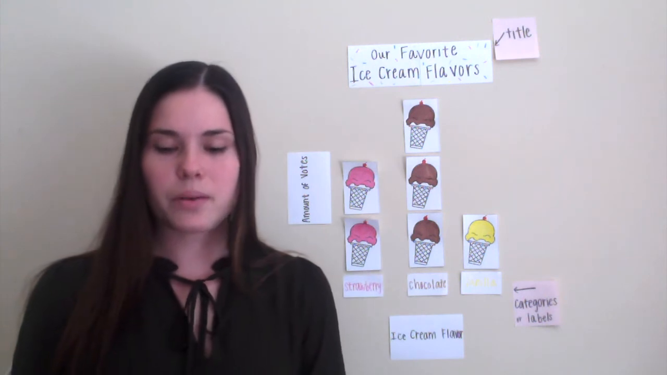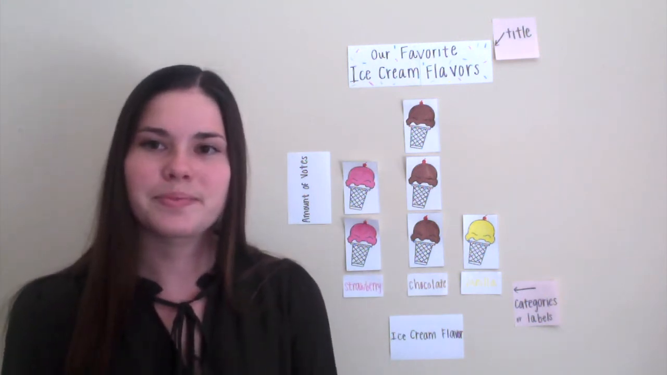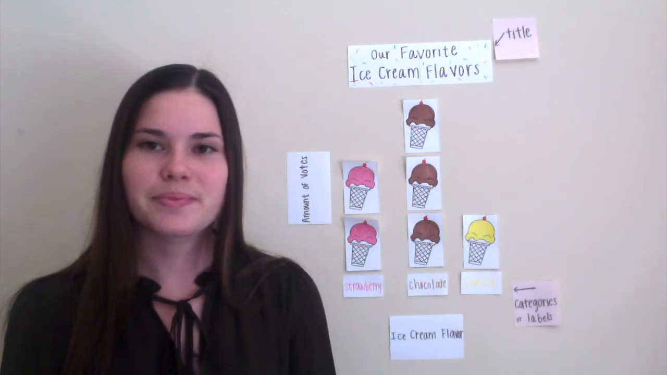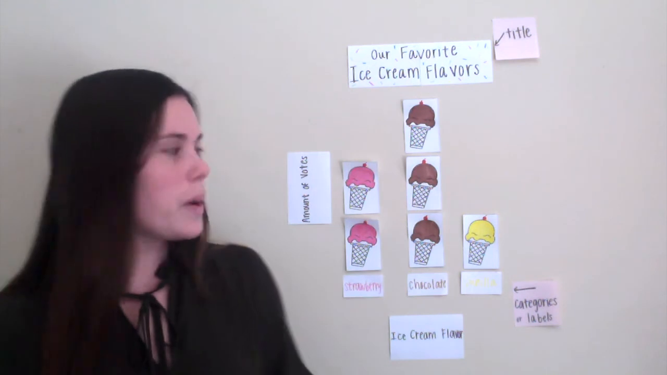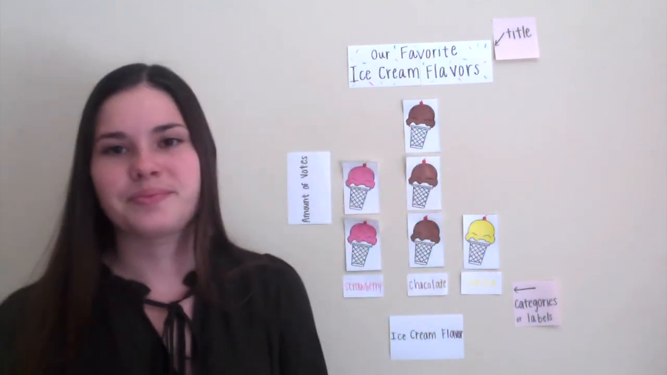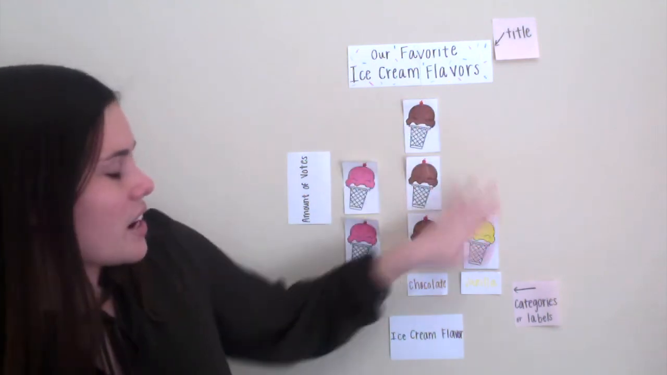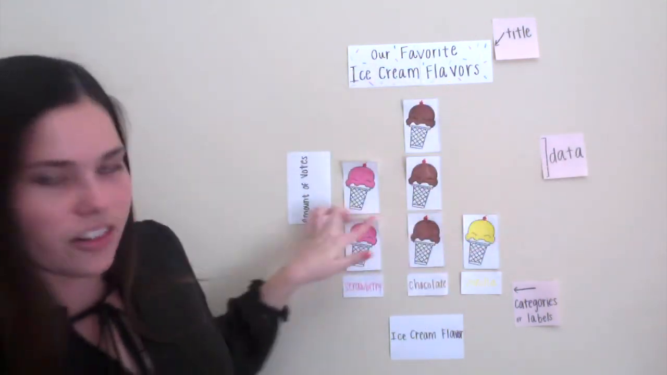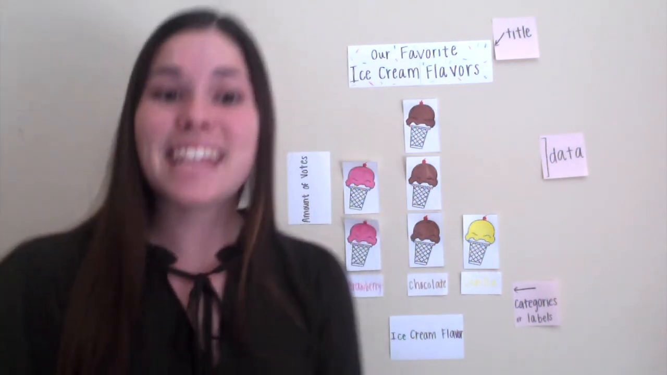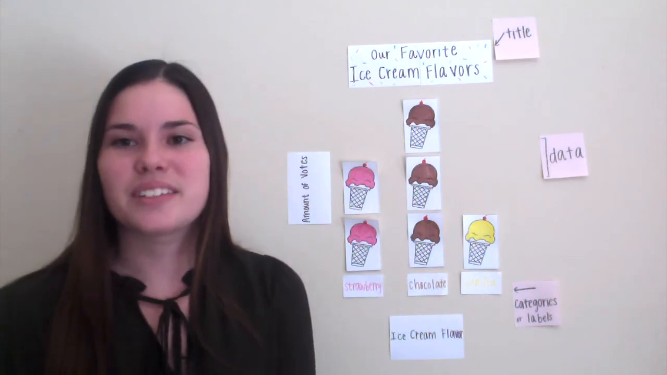Alright, the last vocabulary word I have is data. First of all, what is data? If you're thinking that it's information that we collect, you're right. So where is the data in our graph? Perfect. If you're thinking it's all of our ice cream cones, you're right. Our data is everything inside the graph. Alright, so today we're going to be working on interpreting this data by answering questions on this graph.